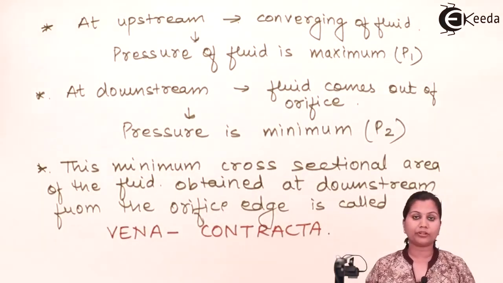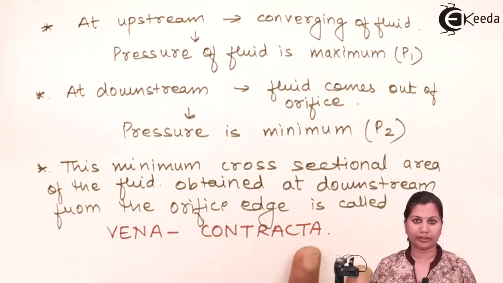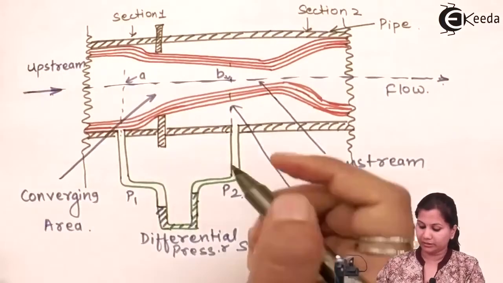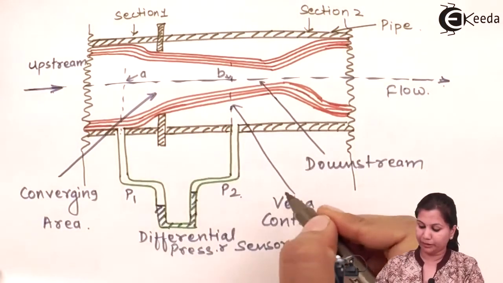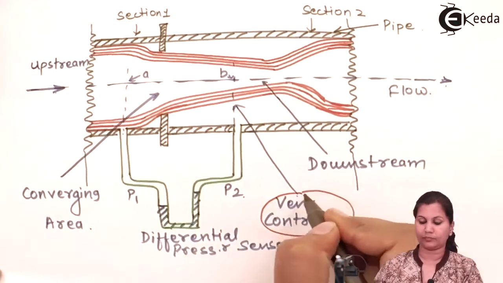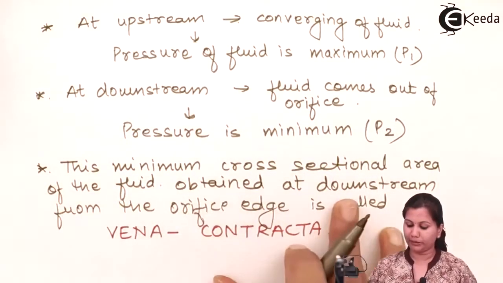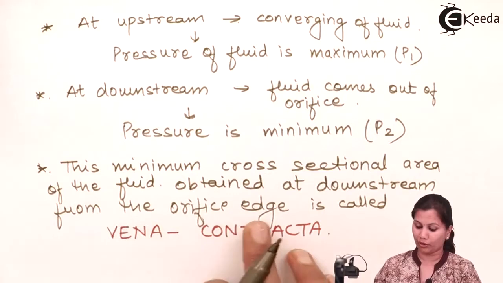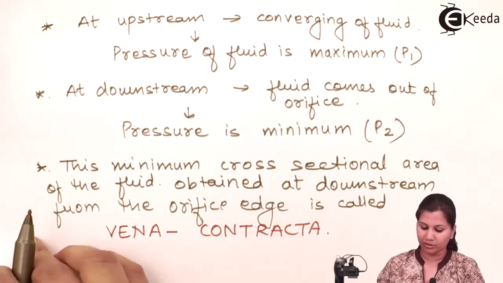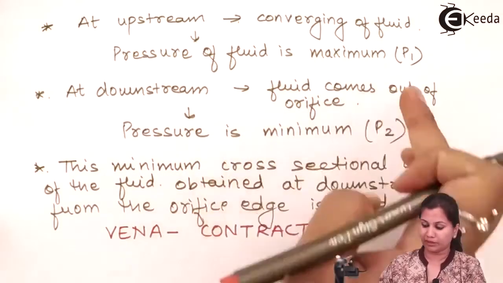Now this point of the minimum pressure is called the vena contracta. You can see here that where we are measuring the pressure P2, this point is called the vena contracta. So this minimum cross-sectional area of the fluid obtained at the downstream from the orifice edge is called vena contracta. Now we have got the two pressures P1 and P2.